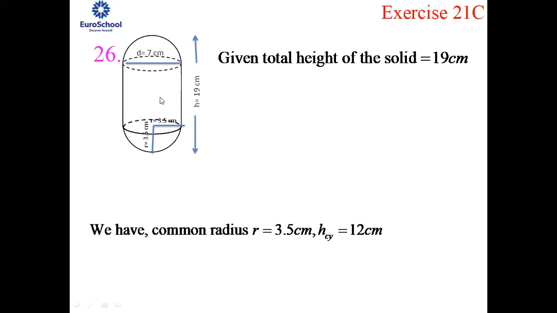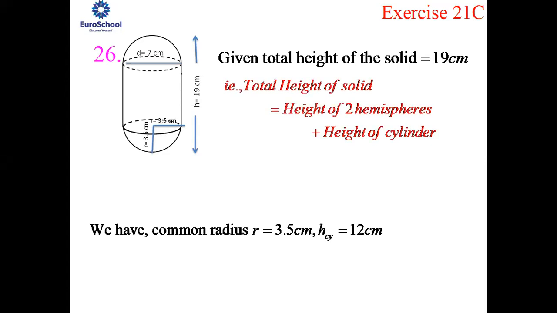So, how do we calculate h now? The height of the whole solid is given to us. The radius of the hemisphere is 3.5, and the height is 12 centimeters. It's already been given. Okay, fine, so we'll just look at how it goes.